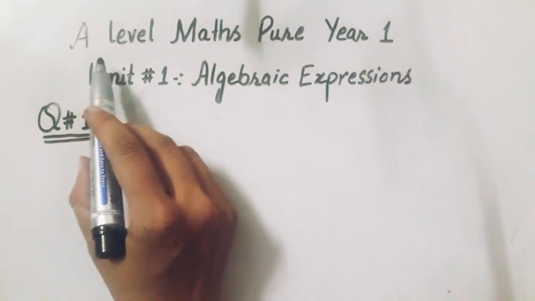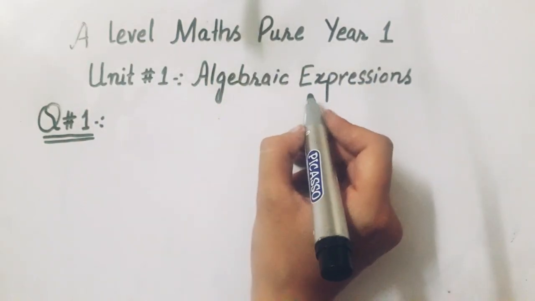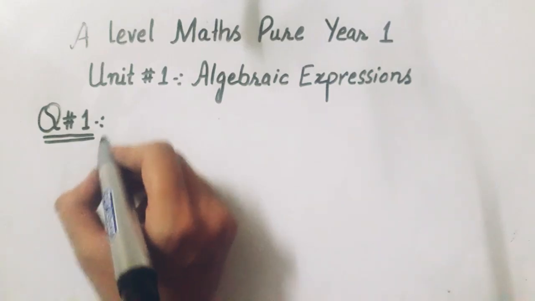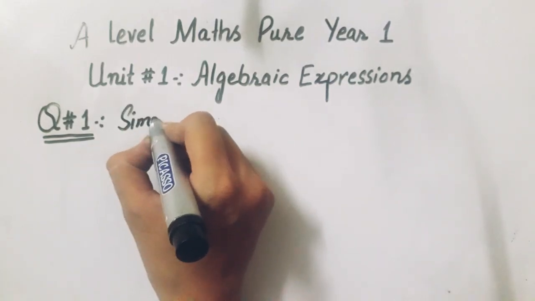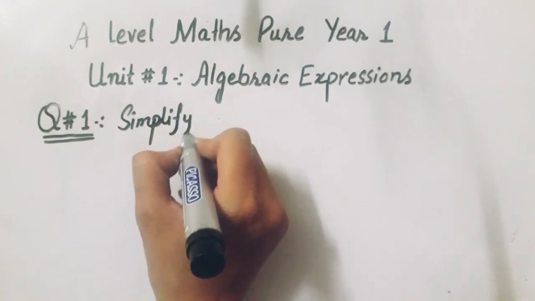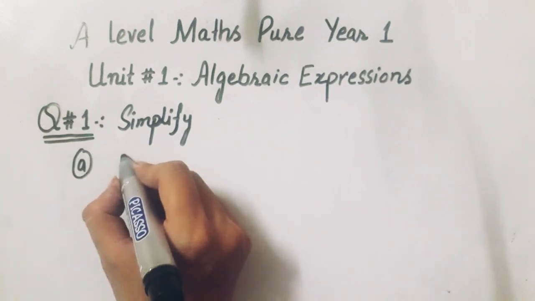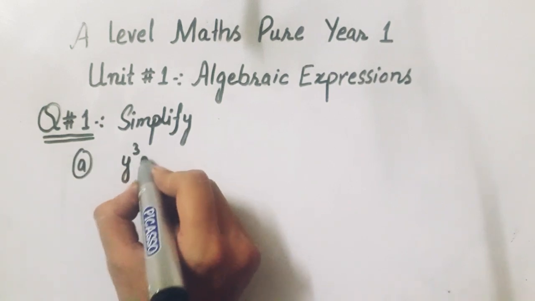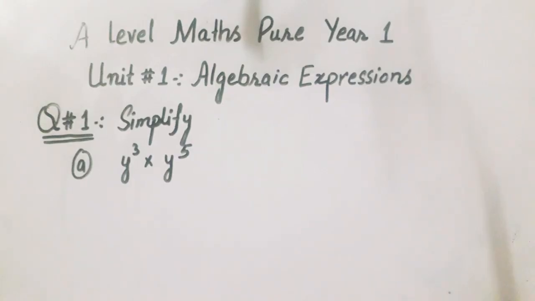Today we are going to solve A-Level Pure Maths Year 1 Unit 1 Algebraic Expression. Question number 1 is simplify. You have to simplify algebraic expressions, as in the A part, given y cube multiply y power 5. So we will solve this in a very easy and simple way.